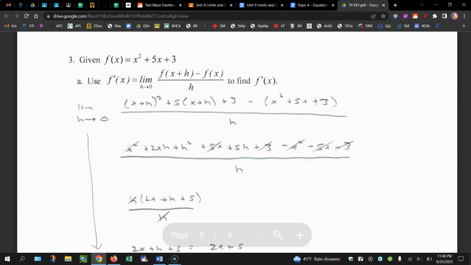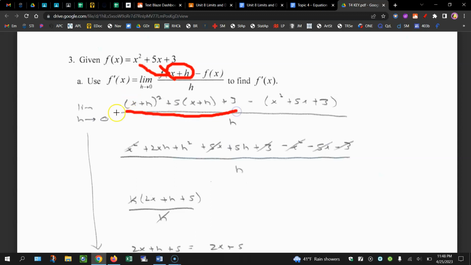Going through page 5 and 6 here. For page 5, looking at finding the derivative of this function here. Wherever you see an x, you're going to substitute in that x plus h. So just recapping this again, here's your x plus h. That's going to get substituted in place of that x and in place of that x. So that's what you see here.